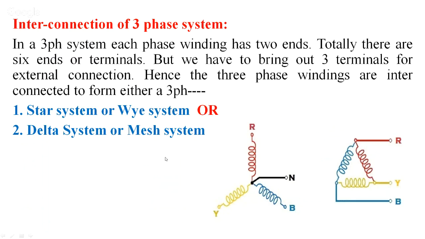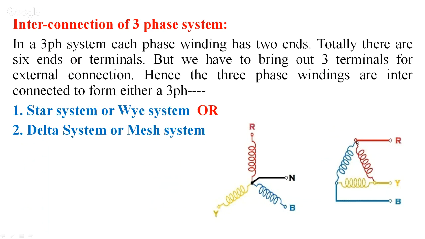Now let us understand what is a star system. In a star system, you can observe here the ends of the winding. One end of all the 3 windings is brought to a common point, and that point is called the neutral, while the other ends of the coils can be connected to the external circuit. So this type of connection here looks like a star. You can see it looks like a star. So hence it is called a star system.